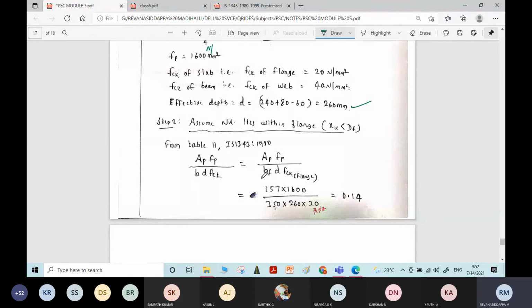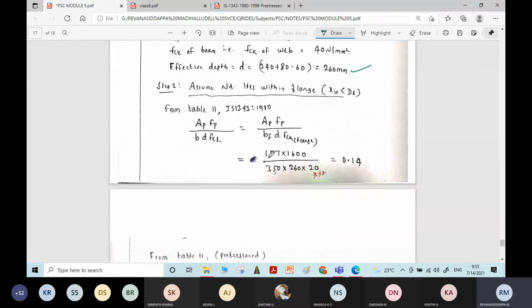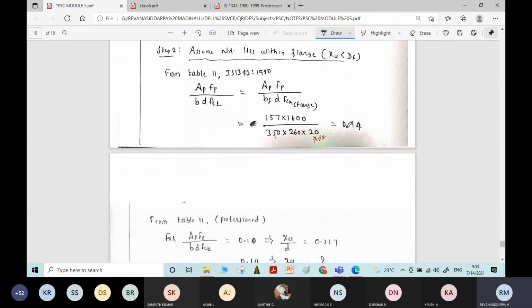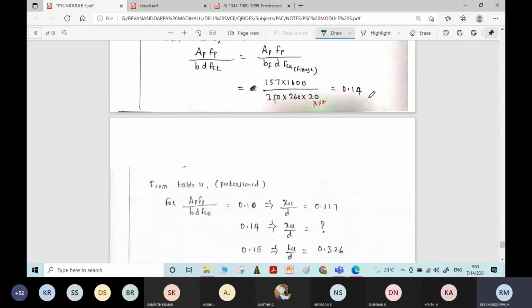Okay, you need to substitute the width of the flange, and for fck, as we assume the neutral axis lies within the flange, whatever the characteristic strength of the concrete of the flange is given, that only you need to substitute, 20. I substituted that and got the ratio as 0.14. So Ap fp divided by b d fck is equal to 0.14.